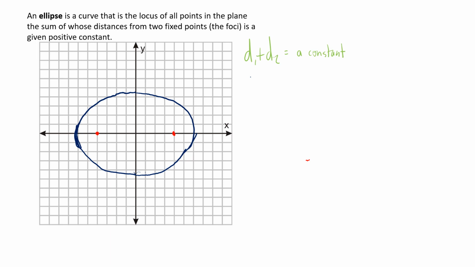What I said previously was that if I took a point right there, or a point like right there, the sum of this distance plus this distance is the same as the sum of this distance plus this distance. And that's true for every single point on the curve, on the ellipse itself. Okay, so that's what that says.